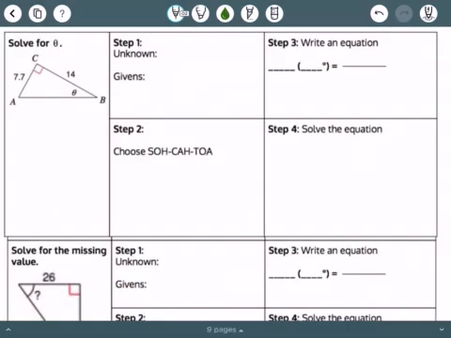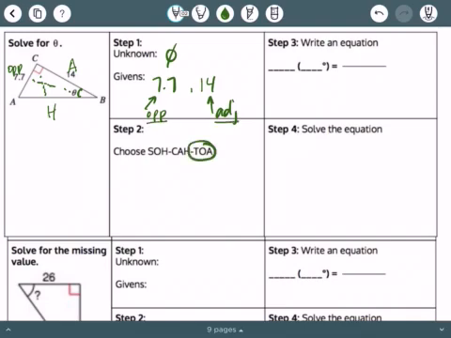Step 2 here, example 2 here, same exact thing. My unknown is theta. My givens are 7.7 and 14. I'm going to identify from theta. I'm going to go opposite over here. 7.7 is my opposite. I know that the long side or across from the 90 degrees is my hypotenuse, and the leftover is adjacent, so I know this must be my adjacent. I need the one that uses opposite and adjacent, which is this one here, tangent.